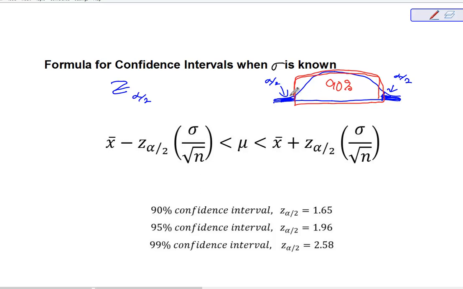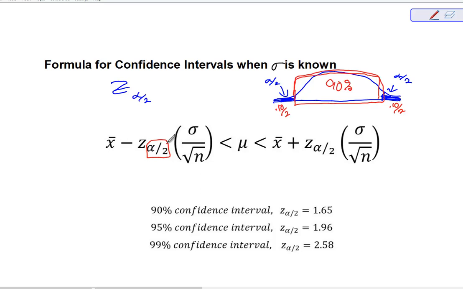We divide it by 2 because we have two tails. We want the middle 90%. So we divide it by 2, leaving us with 0.05, because we have 0.10 divided by 2. And so we have 0.05. So the alpha is the amount left over from our confidence interval that we're looking at. So that is what this right here signifies is the amount in each part of the tail.